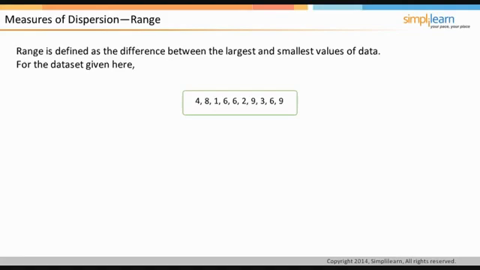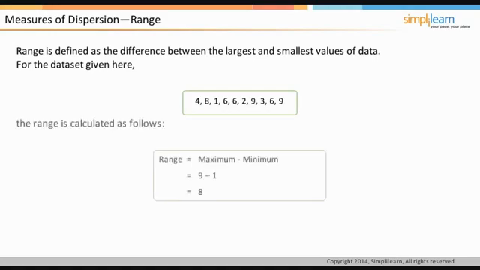The range of a particular set of data is defined as the difference between the largest and smallest values of the data. In the example, the largest value of the data is 9, and the smallest value is 1. Therefore, the range is 9 minus 1, 8. In calculating range, all the data points are not needed, and only the maximum and minimum values are required. Let us understand the next measure of dispersion, variance, in the following screen.